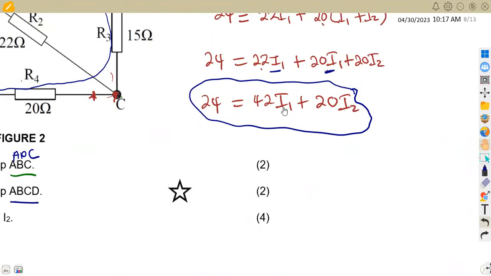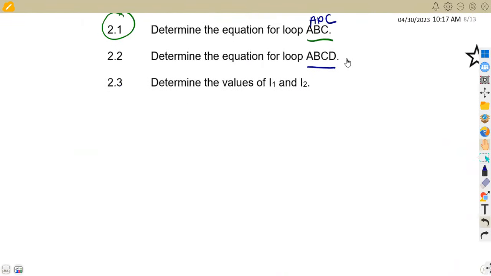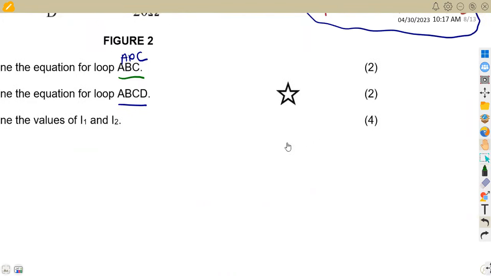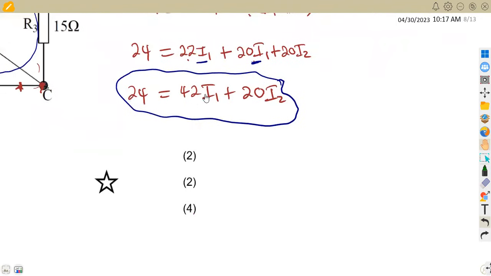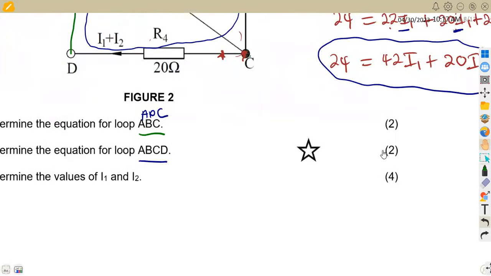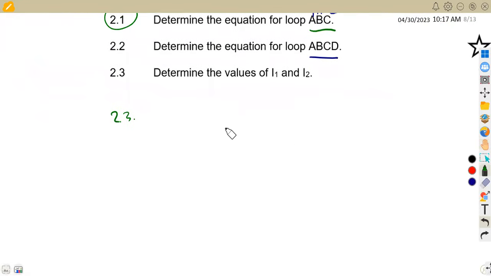I'm going to take the first part of the equation, starting with the variables, so that we can solve these two equations that we are given in this case. So that's 2.3. The first equation from this part here, this is what we had: 42 I1 plus 20 I2, which is equal to 24. So I'm going to write that one as it is. That is 42 I1 plus 20 I2 is equal to 24.